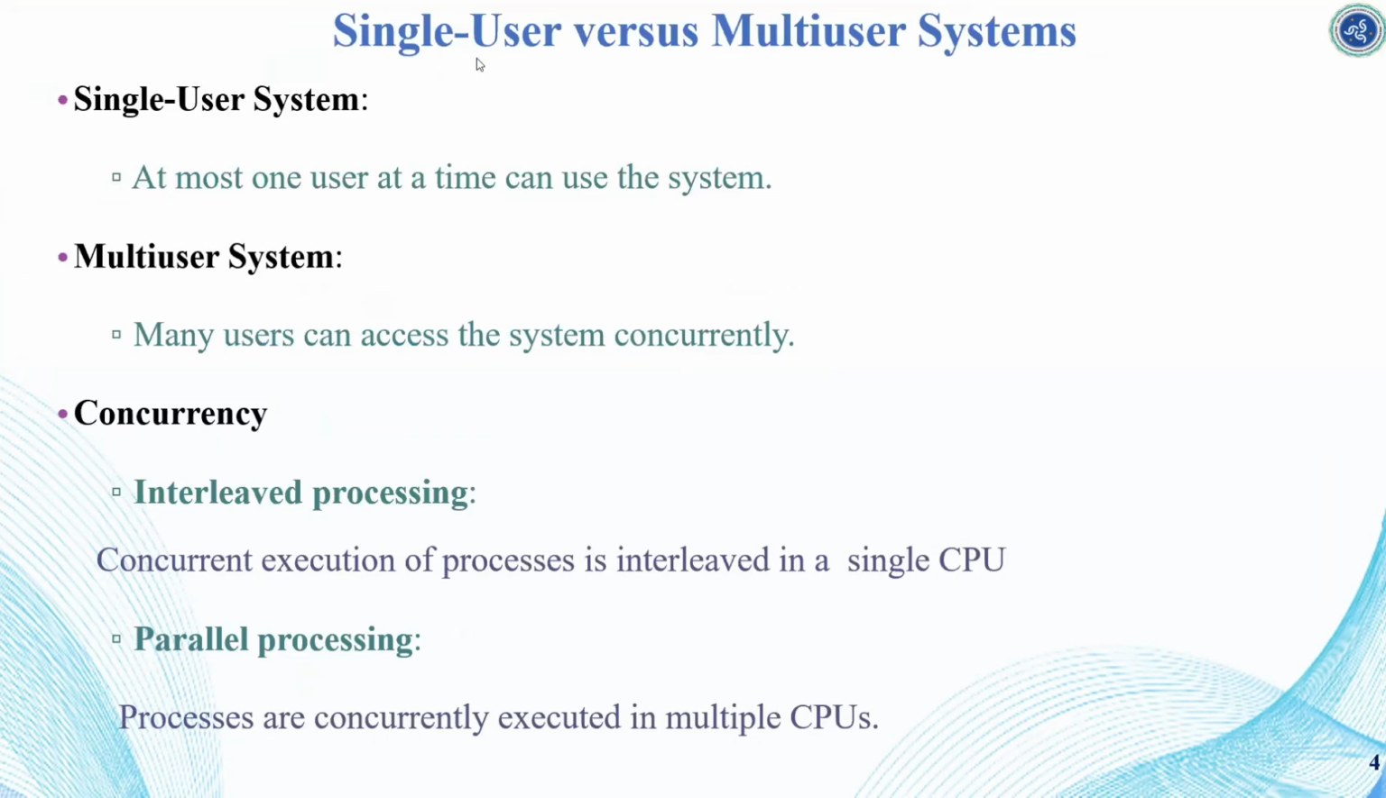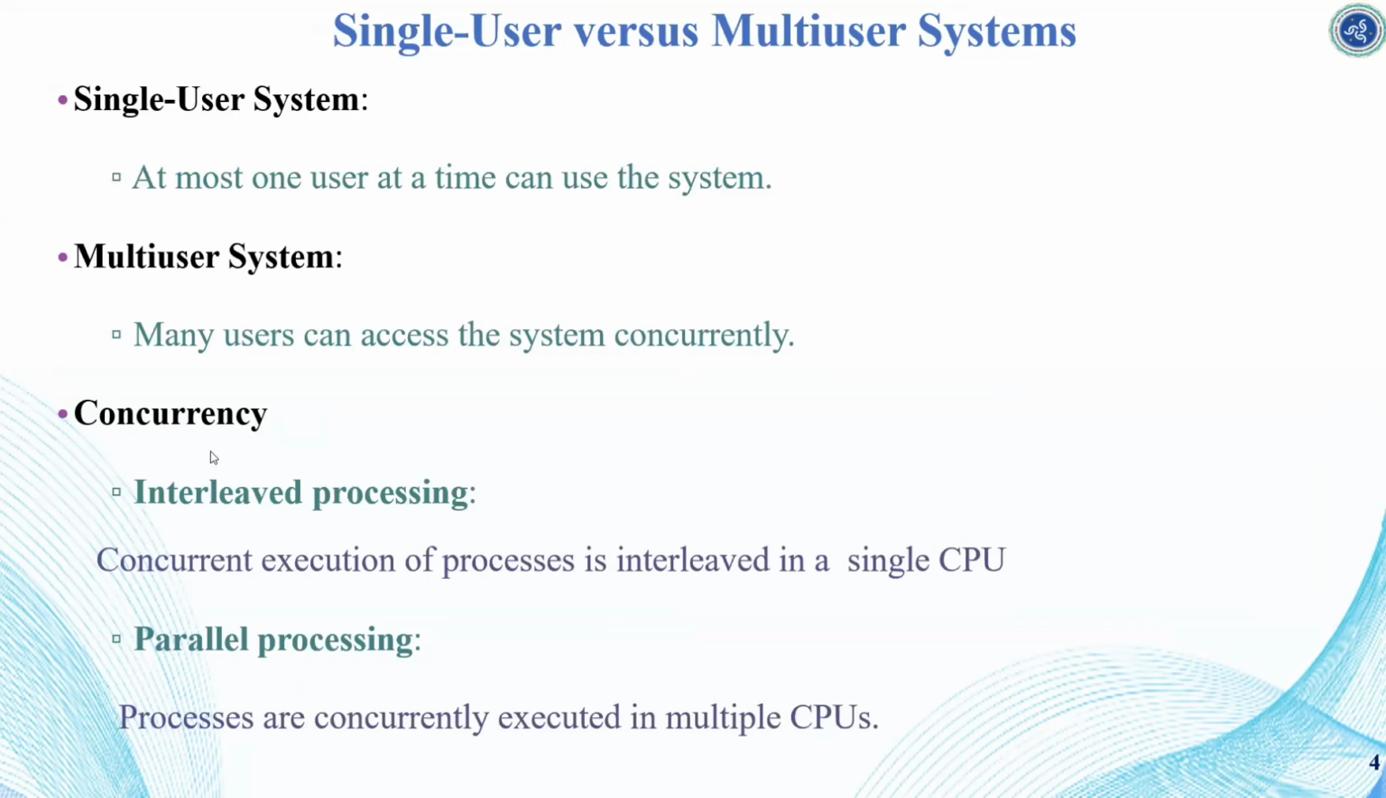So the first one is single-user versus multi-user systems. Single-user systems means at most one user can use the system at a time. Multi-user means a system will be used concurrently by multiple users. Then the next one is concurrency.